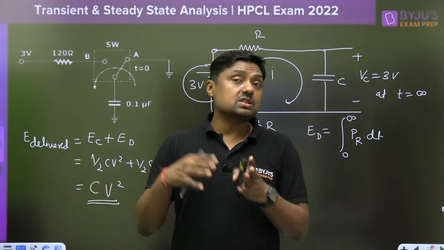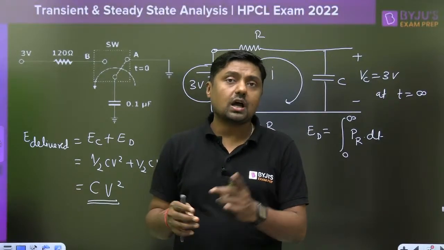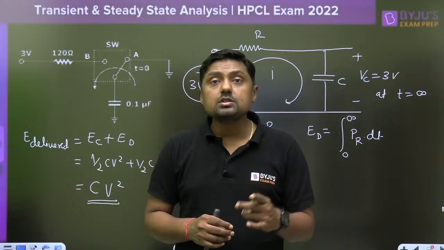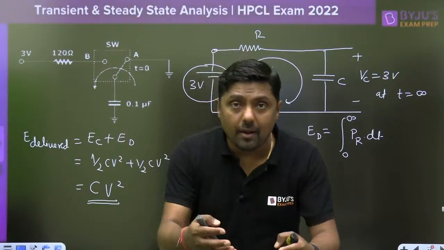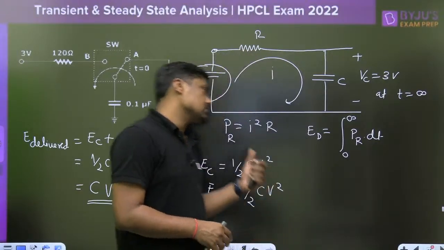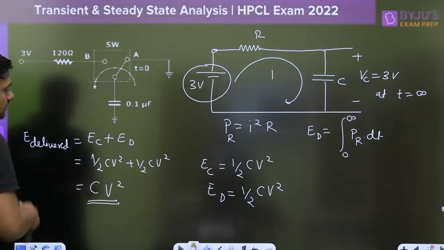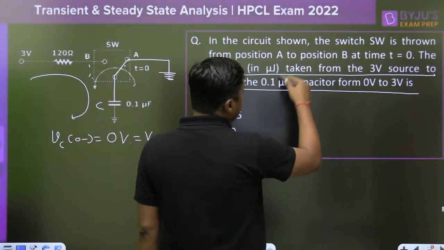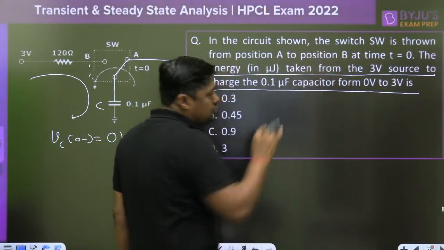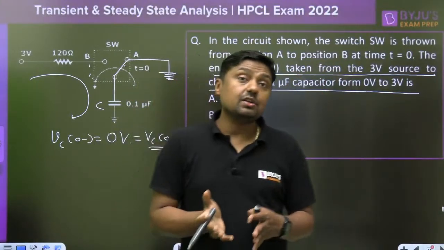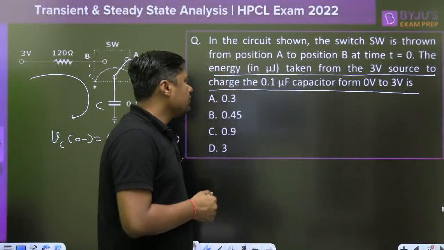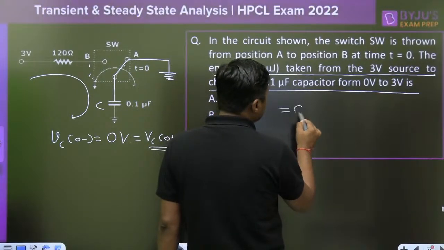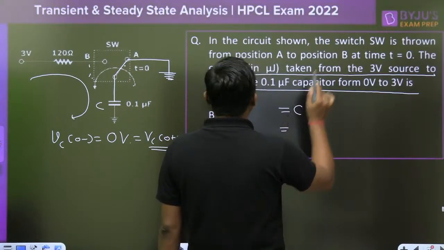What is the energy dissipated across the resistor? Half of CV square. And what is the energy given by the battery? If the energy given by the battery means CV square, then it is a very simple question. What is the energy taken from the 3 volt source? That is nothing but the energy given by the source. So half of CV square, CV square.